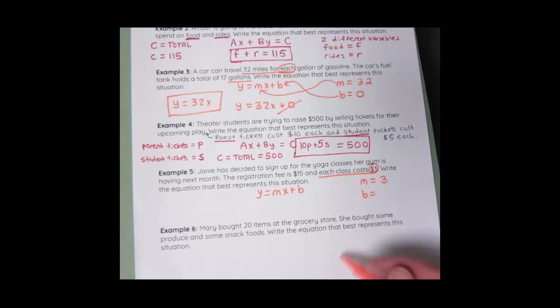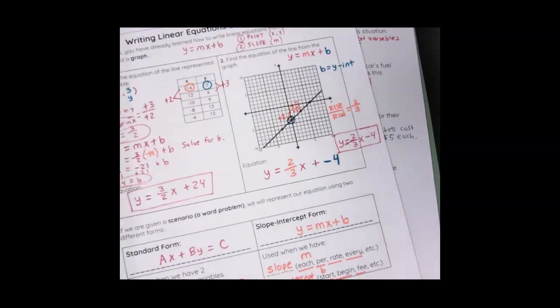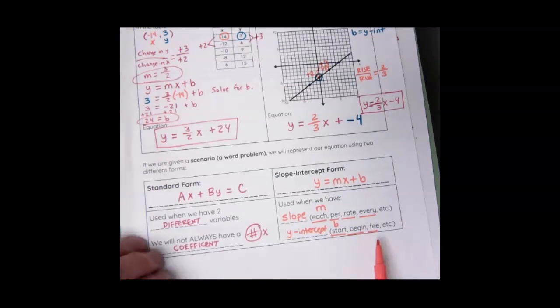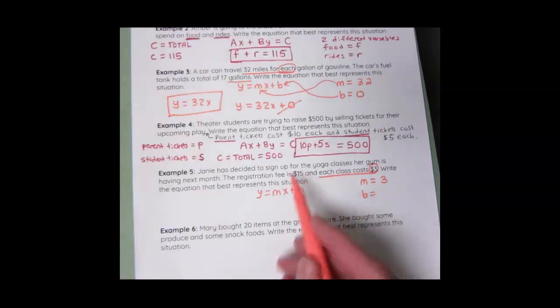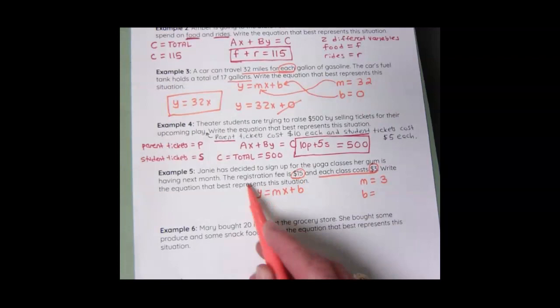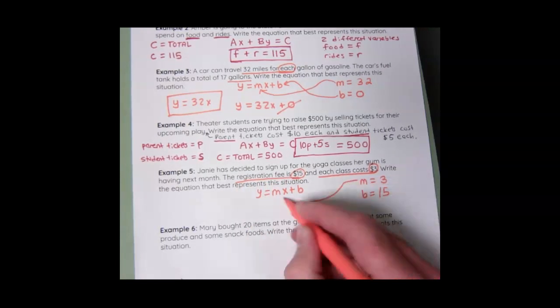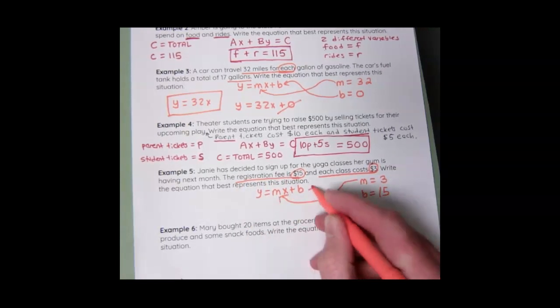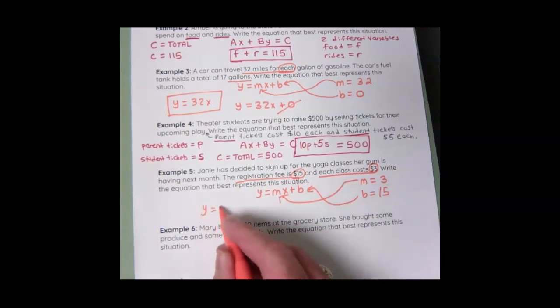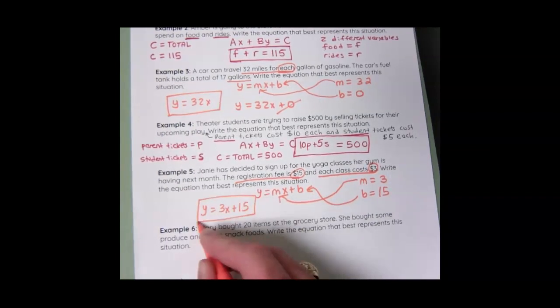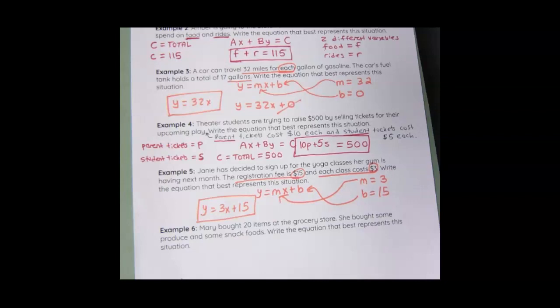For y-intercept, if we look back over here, one of the key words is a fee. Well, we have a registration fee here of $15. Okay, so your y-intercept here would be 15. So to plug these in, right, you would get y equals 3x plus 15. Okay. Last one, example 6.